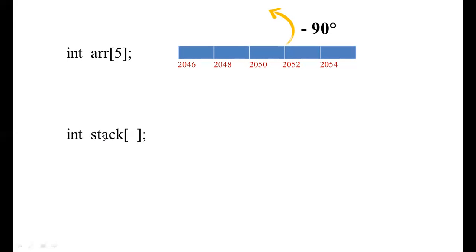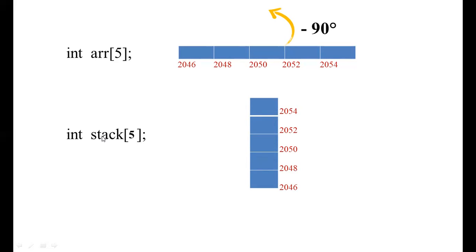Here, the size we also take as 5. So here the capacity of the stack is 5. The same memory allocation we are representing in a different way. So this will look like this with the base address 2046. Here 2048 is the next element, 2050 the next stack element, 2052 the next stack element, and 2054 the next stack element.